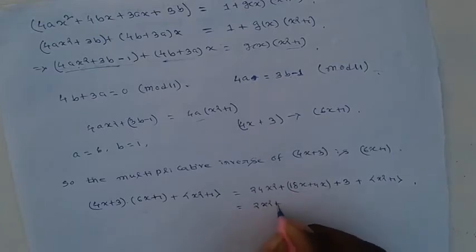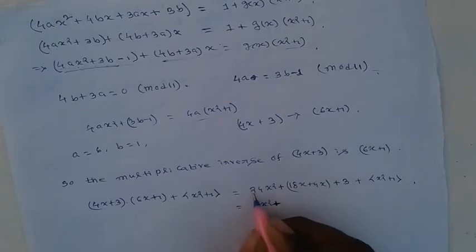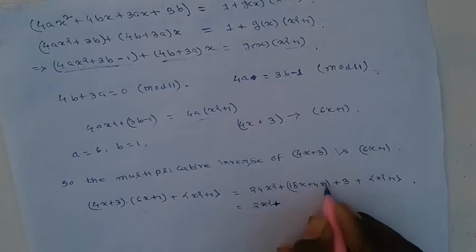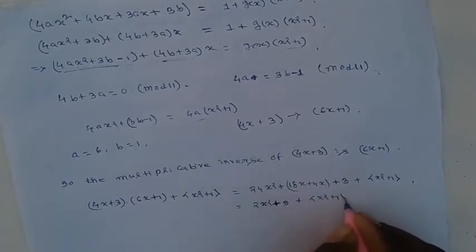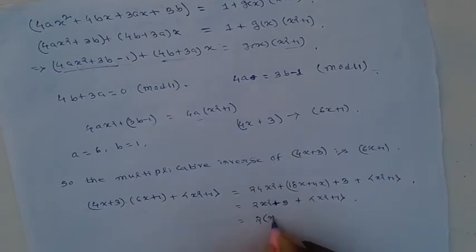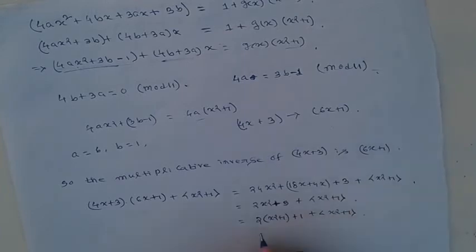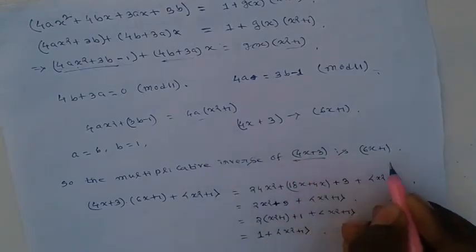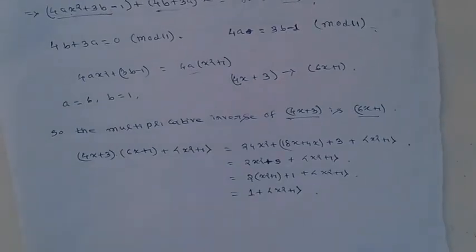2x square. Why 2? Because 11 into 2 is equal to 22, so 22x square plus 2x square is equal to 2x square, and this is equal to 22, so 0 plus 3 plus x square plus 1, so 2 into x square plus 1 plus 1 plus x square plus 1, so this can be read as x square plus 1. So the multiplicative inverse of this is equal to this, so 6x plus 1 is the answer.